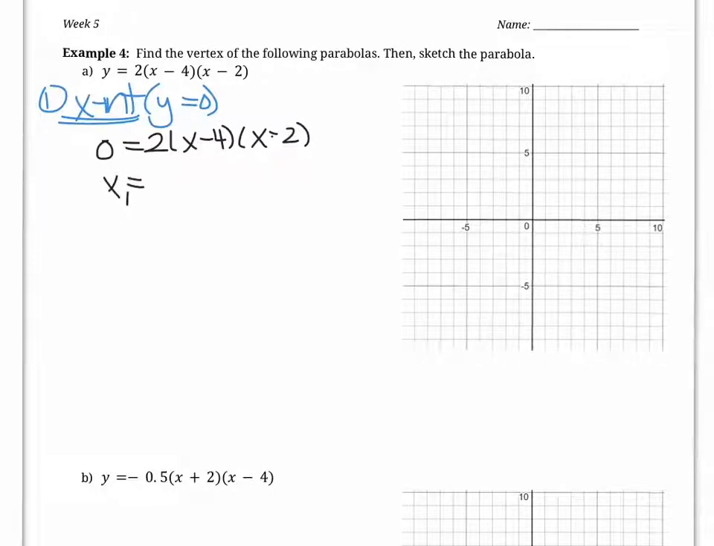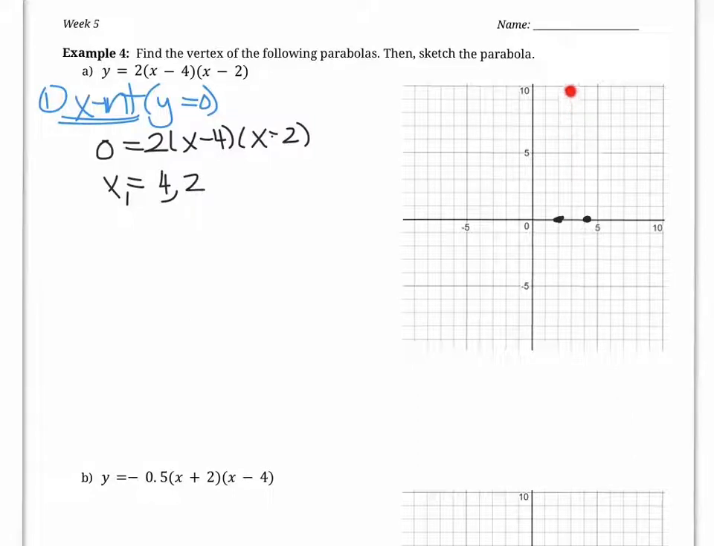So the answers to this equation, when we plugged in y equals 0, are 4 and 2. So we have two x-intercepts. They're 4 and 2. Let's plot this as we go. So our first x-intercept is 4, big dot here. And our second x-intercept is 2, big dot here. So we are trying to find the vertex. So what is the next step?